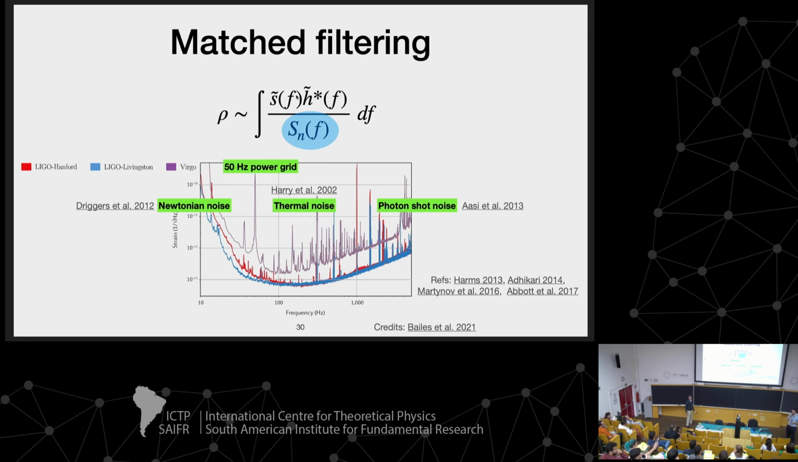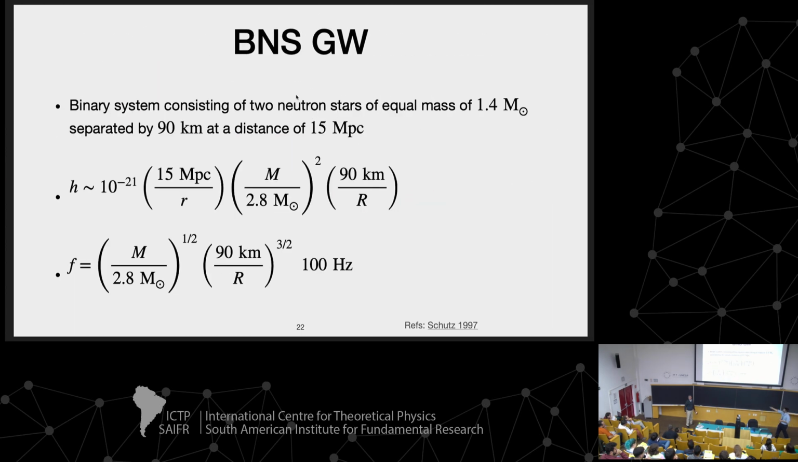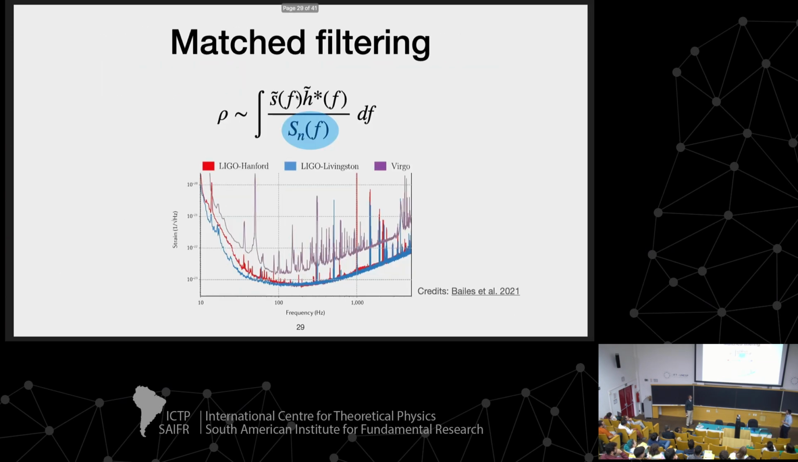So for example, let me go back to this. This is a binary neutron star merger. The frequency starts at 100 hertz. You could potentially see also below 100 hertz, because below that the two neutron stars are just farther apart. But you would see the signal at 100 hertz.